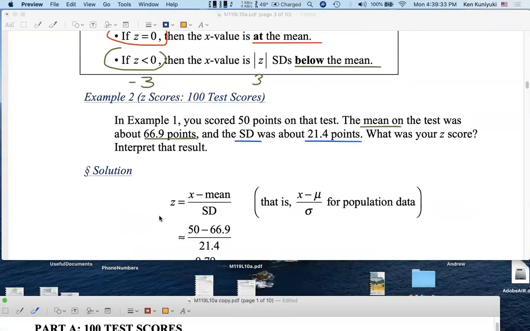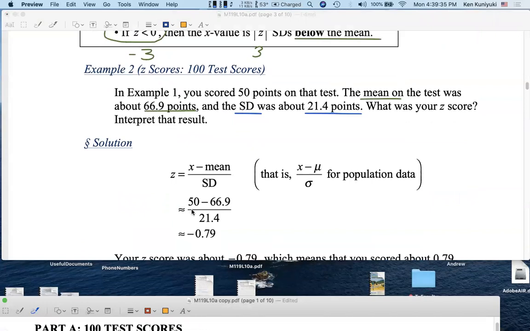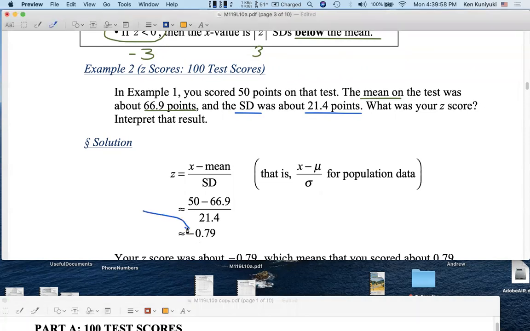If you work it out, your z-score was about 50, your raw score, minus the population mean, mu, 66.9 points, all divided by the population standard deviation, 21.4 points. Remember, we had all 100 test scores. We had the full population data set, a census. The z-score turns out to be about negative 0.79. Notice it's negative. You scored below the mean.